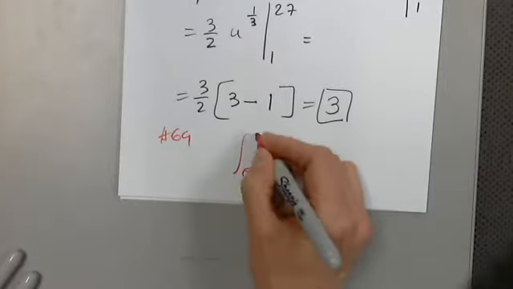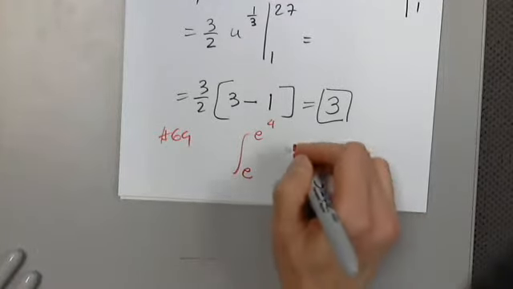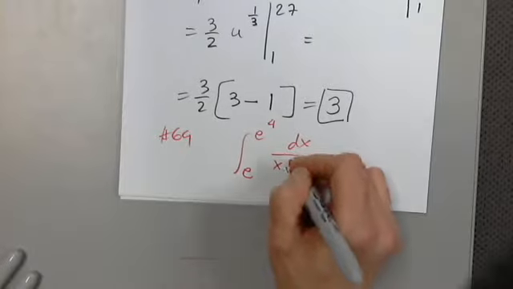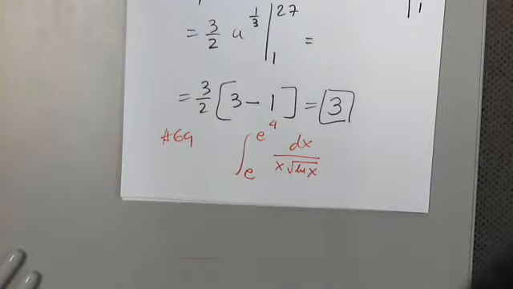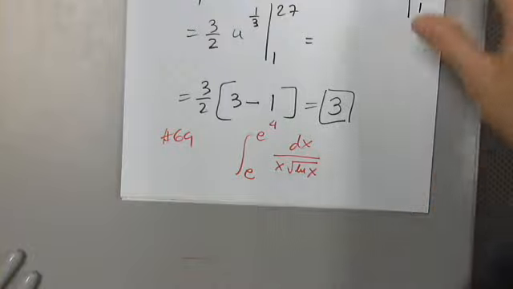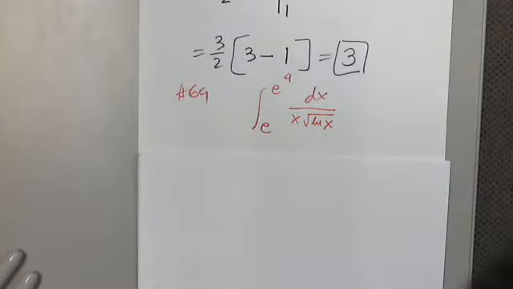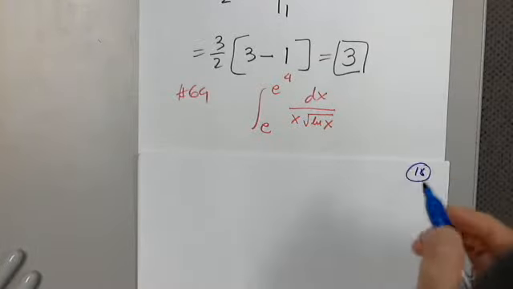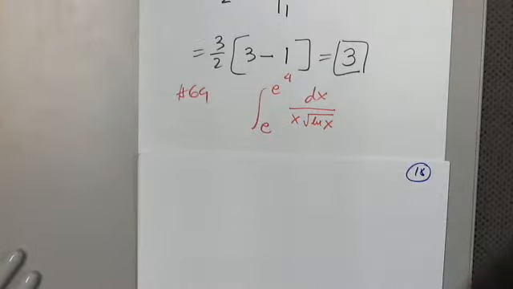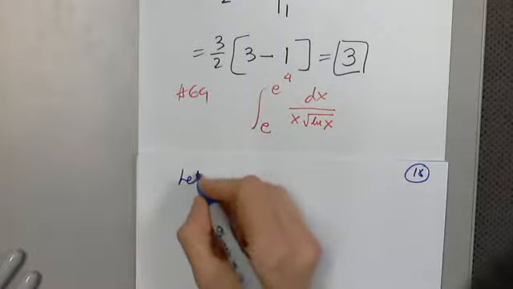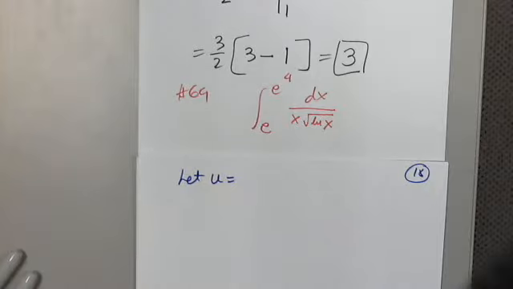The integral from e to the 4th power of dx over x times the square root of natural log x. So of course I'm after function composition, right? 1 over x is not a function composition. It's just plain 1 over x. But natural log inside the square root, that is a function composition. That's what I don't like. So what will you say? Let u be? Yes. Let's see if it works.